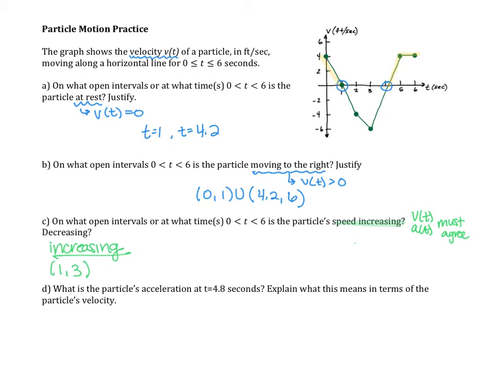So now let's look where the slope is positive as well as the velocity being positive. Well, the velocity is positive in these highlighted yellow sections. And so the place where the slope is positive here is from 4.2 to 5. So I'm going to put that as my increasing as well, from 4.2 to 5. Okay, so let's talk decreasing. So where is the particle speed decreasing? Well, if it's decreasing, remember that V of t and A of t do not agree.